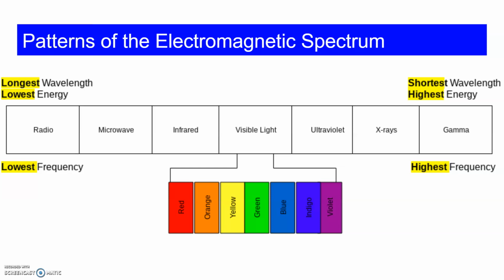But radio, microwave, infrared, visible light, ultraviolet, X-rays, gamma, they're all types of light. This is all light. These are different types of photons. Right? Radio waves are a form of light. I know we think about light as being visible light, but microwaves are light, infrared is light, X-rays are light, gamma rays are light, radio waves are light. These are all different types of light.